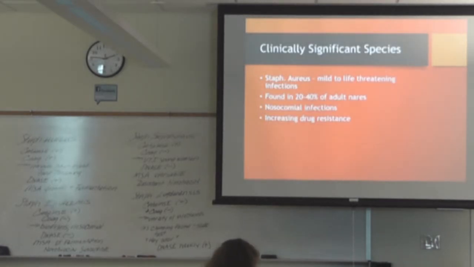All right, clinically significant species. We're talking about Staph aureus first. So, mild to life-threatening, because you can get septic from Staph aureus. It's in the adult nares, in the nose of 20 to 40% of adults. You can have nosocomial infections and then increasing drug resistance, case in point, vancomycin resistance. The problem with Staph aureus is that you just have a lot of virulence factors.